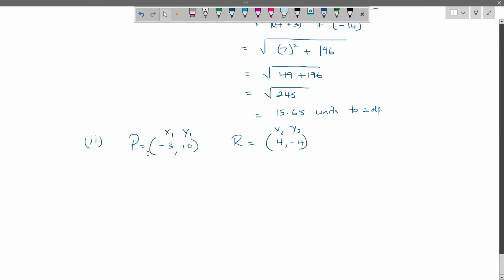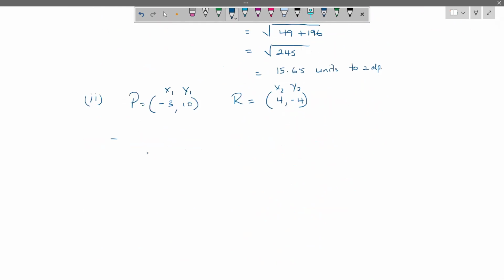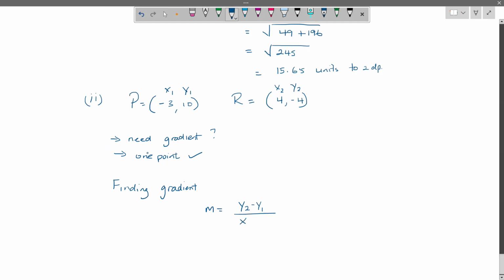Now, in order to find the equation of the line, you need the gradient and you need 1 point. We have this, right? Because it has 2 points to choose from. We could choose any one of them and work it out. This one, we need to find the gradient. So let's find the gradient. We know the formula for a gradient is y2 minus y1 over x2 minus x1.